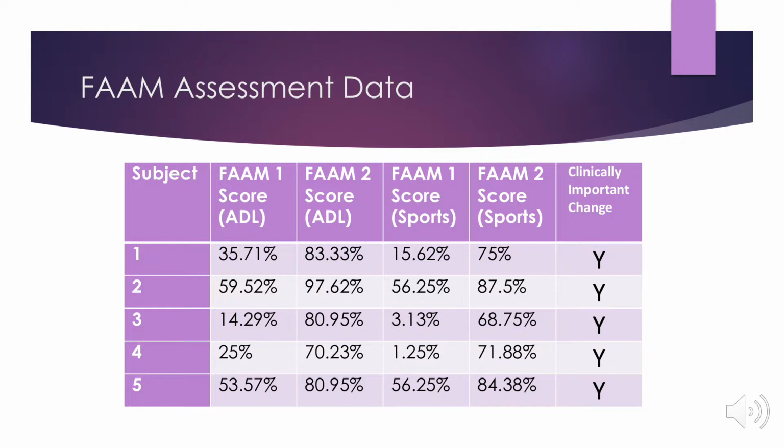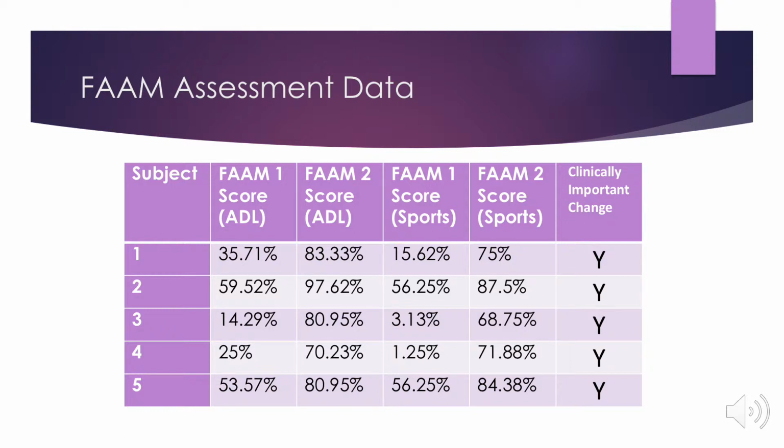And I believe that is the biggest jump that we had besides subject 4, which had 25% for their first ADL subset, and their second ADL score was 70.23, and then this is the biggest change of them all. They went from a 1.25 on their first sports subset score to a 71.88% on their second. And subject 5 had an initial ADL score of 53.57 and a second one of 80.95.